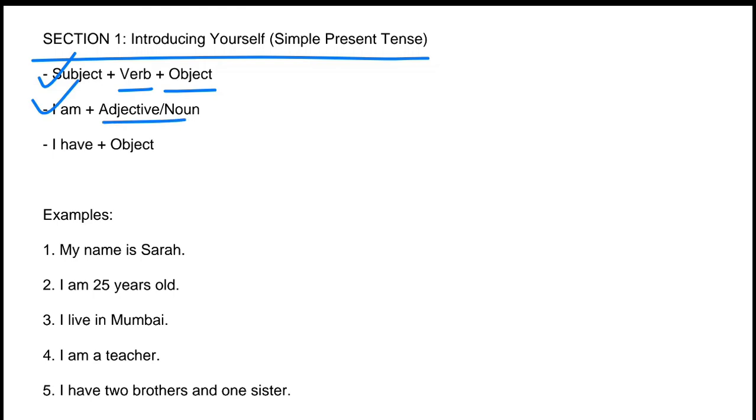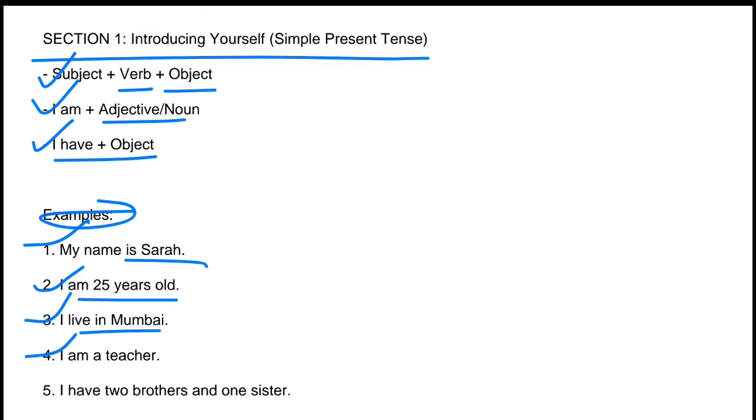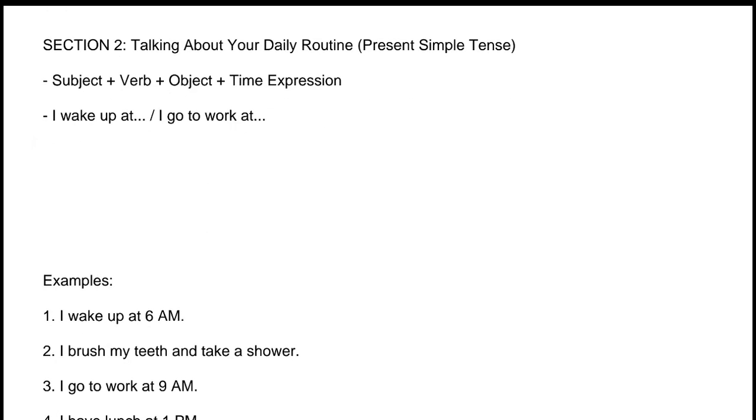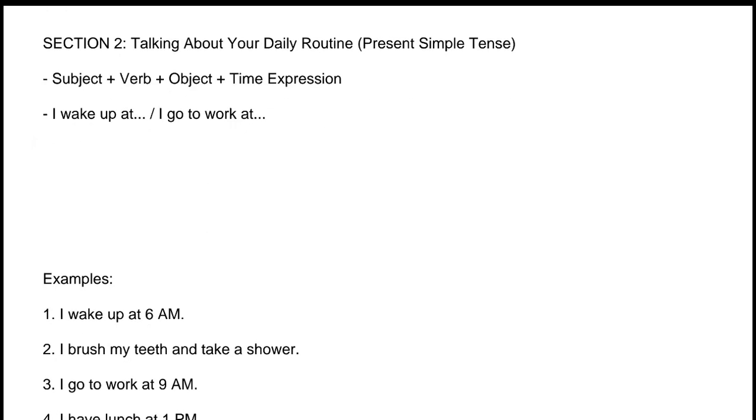Adjective here means I will simply say I am a teacher. You will say, sir, I am a student, or you will say I am a learner. And I have a pen. Simply you can say I have a mobile phone. Examples. My name is Sarah. I'm 25 years old. I live in Mumbai. I'm a teacher. I have two brothers and one sister. This is a simple style of introducing yourself.